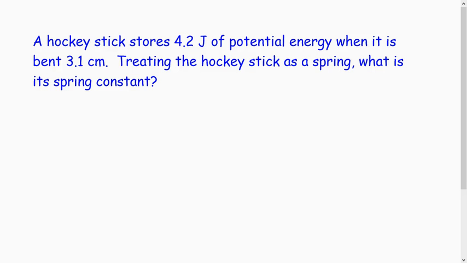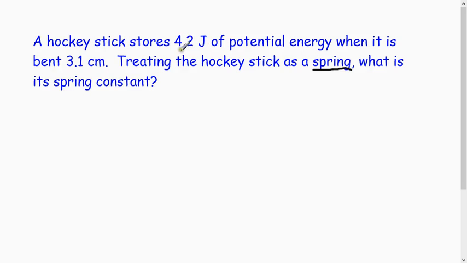Here we're told a hockey stick stores 4.2 joules of potential energy when it is bent 3.1 centimeters. It tells us we are going to treat it as a spring because that's the only one we have to calculate an elastic potential energy at this point. And it's asking us for what is its spring constant. So remember, there are two equations for springs. PE equals 1/2 kx squared and force is equal to kx.